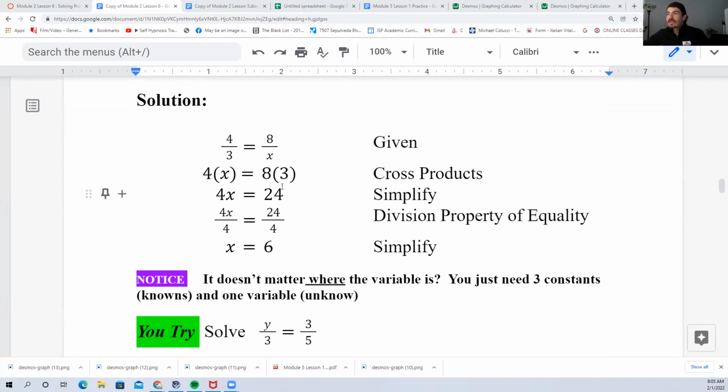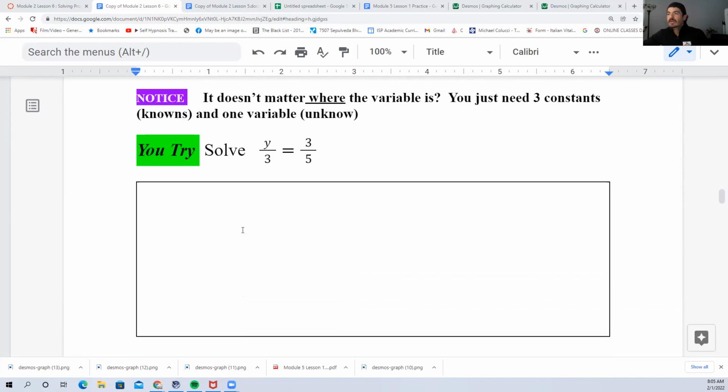Okay, so here's another example that they're going to give you. Notice it doesn't matter where the variable is, you just need 3 constants, knowns, and 1 unknown. So here's our 3 constants, the 4, the 3, and the 8, and our 1 unknown. It doesn't matter that it's in the denominator, just the cross product is the solution. Here, I'm sure they meant to put the y in the denominator, but they didn't. I don't know why. No pun intended.